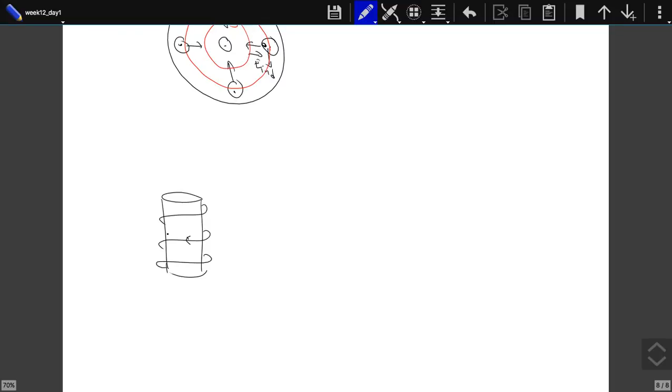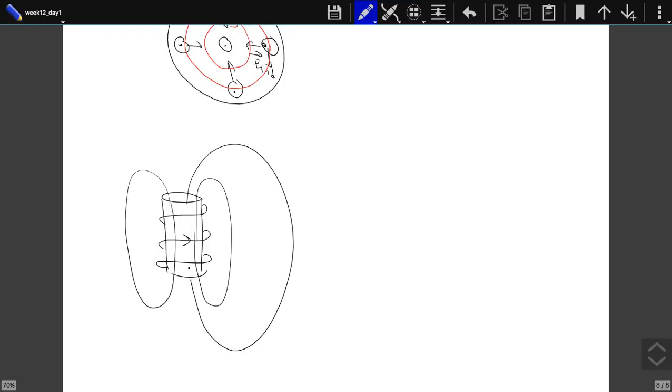This is the direction of the current. So B field lines should form closed loops. They will have such a shape. These are our B field lines.